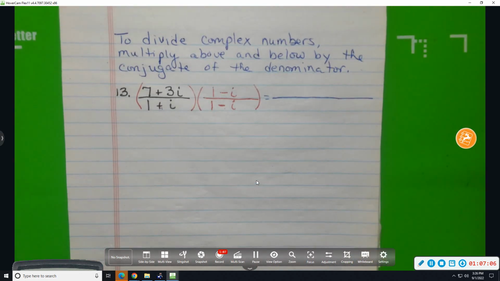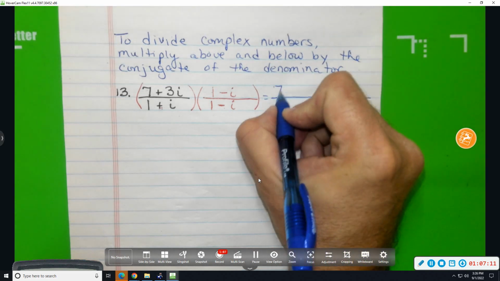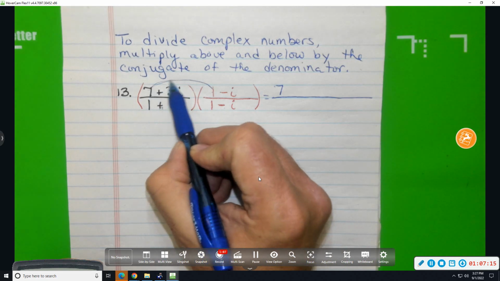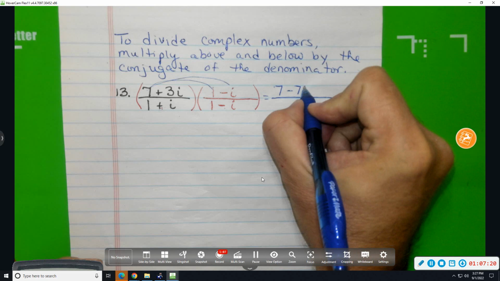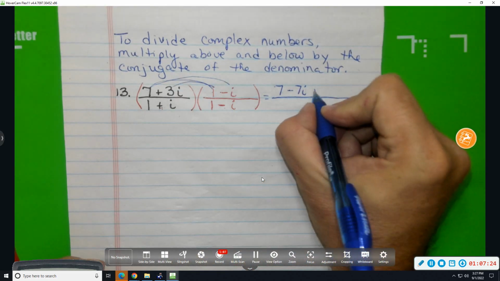Okay, so let's FOIL out the top. Have a 7. And then a minus 7i. That's first, outer. Plus 3i.